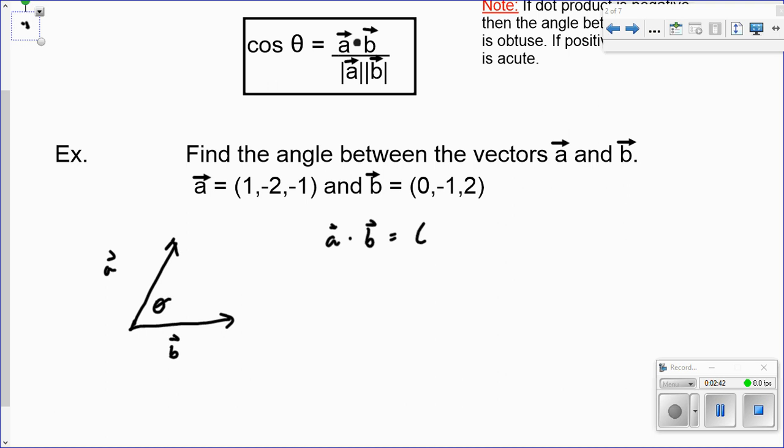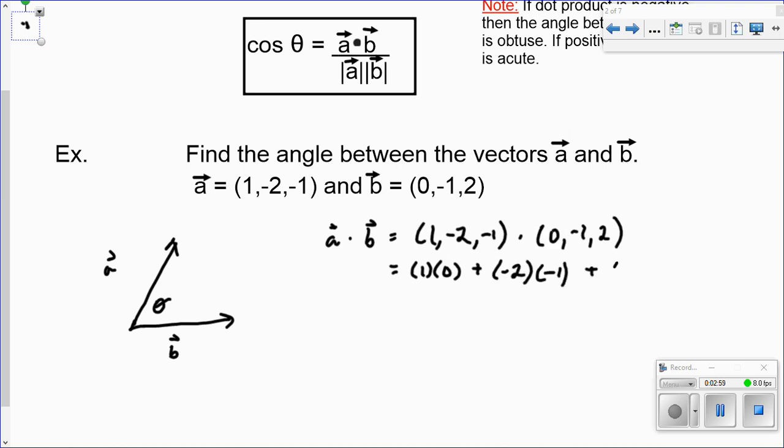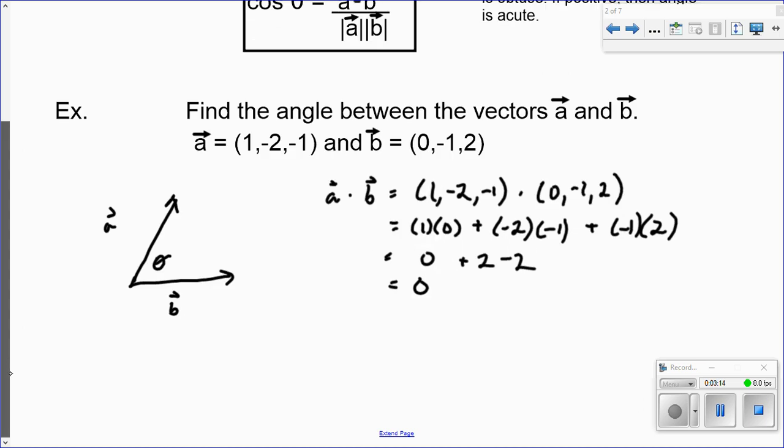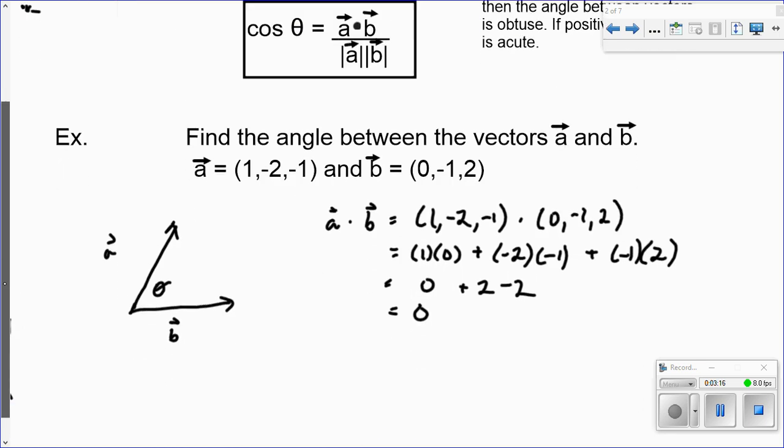Okay, on algebraic vectors. And I don't have to write all these steps. I know I always do when I first start this, but that'll be 1, 0, plus -2, -1, plus a -1 and 2. So I get a string of zeros, 0, plus 2, and a -2. So I've got 0 here. Okay, what's the next part of the formula that I need?